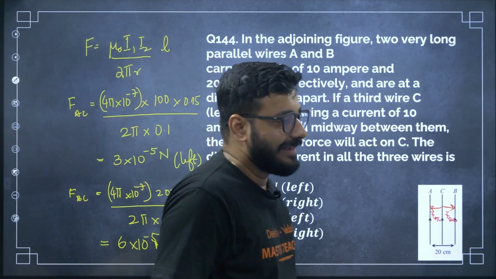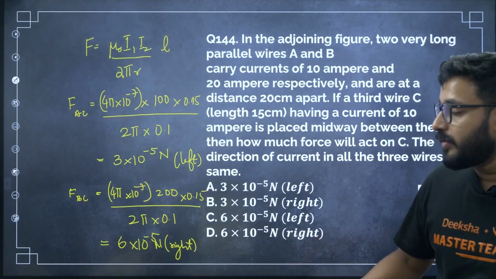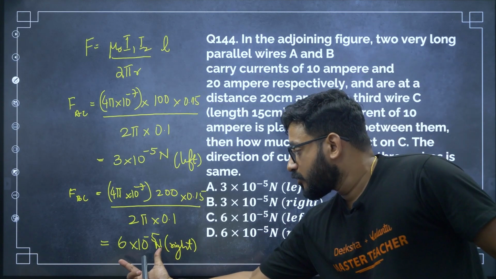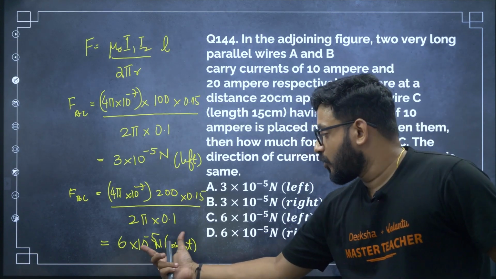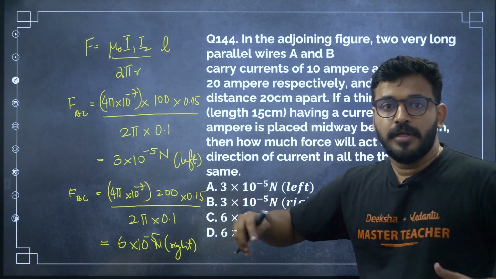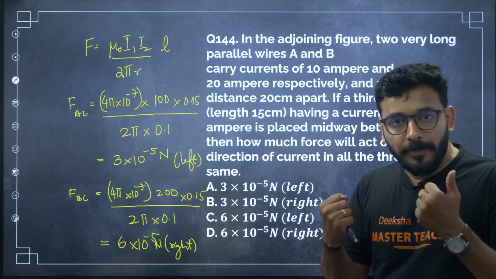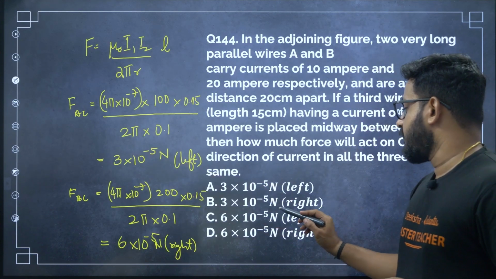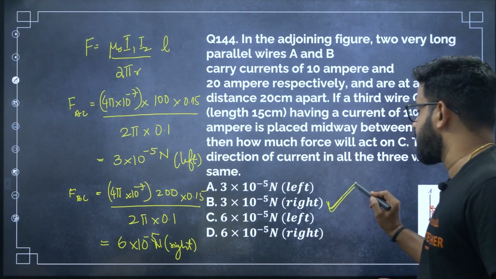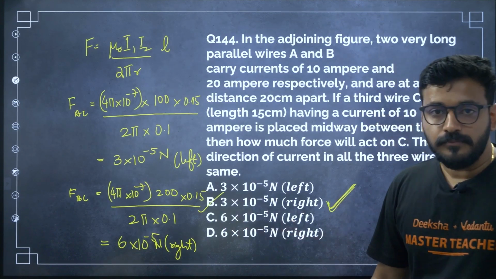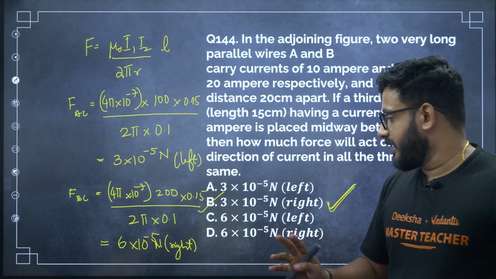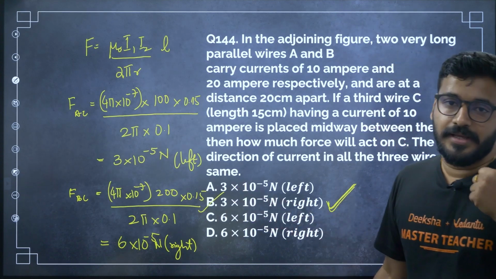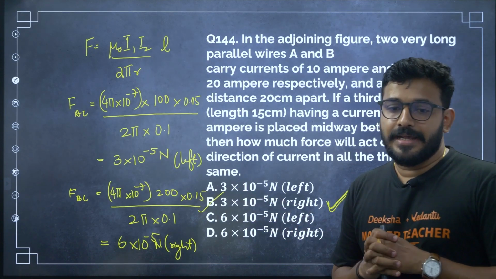So ultimately the net direction will be towards the greater value. The greater value is BC towards right, the smaller value towards left. So the rightward force will dominate and the net is 6 minus 3, 3 into 10 to the power minus 5 towards right. Ultimately it will move towards right. So option B is the correct answer.